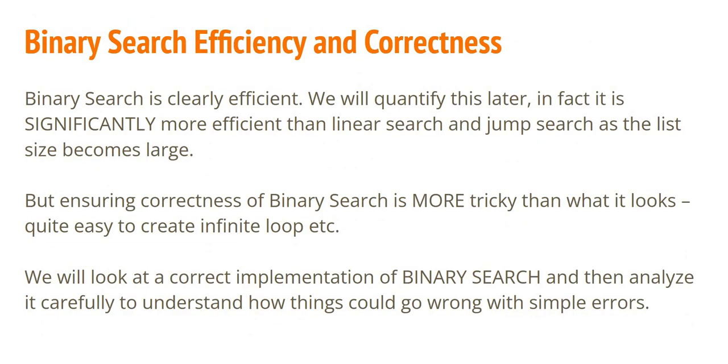Now clearly binary search is efficient. You can see that because we are dividing the range into half and hence jumping very quickly to the real value. We'll quantify this later. In fact, we'll see that this is significantly more efficient than linear search and jump search, especially as the list size becomes large. Obviously binary search and jump search both work only on sorted data.